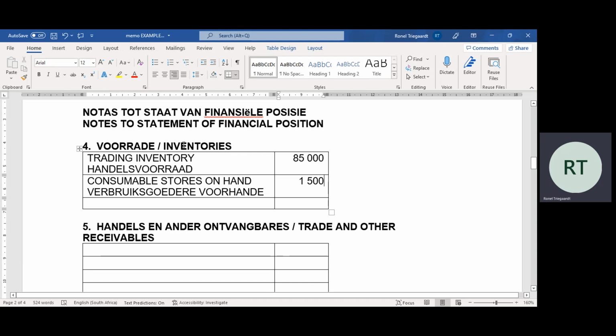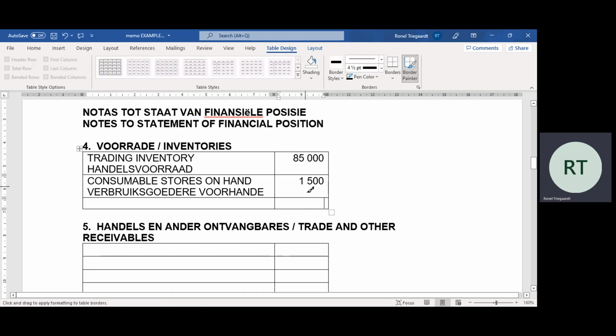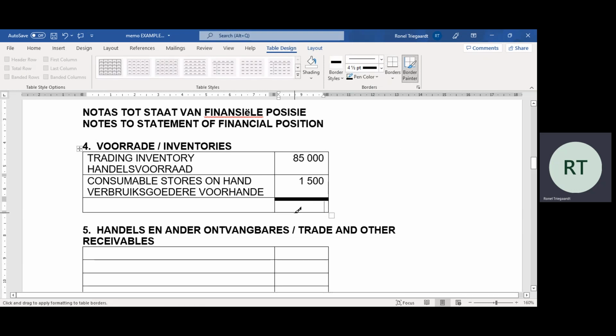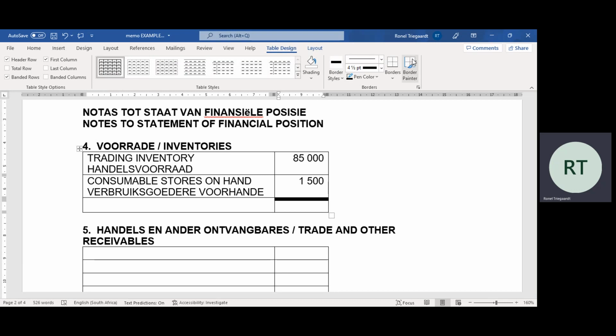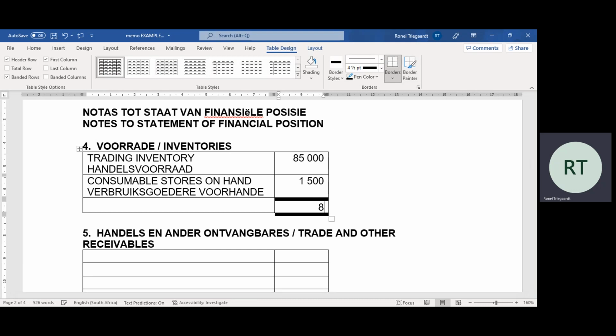I need to know what my total for inventories is. Ek moet weet wat is my totaal van voorrade. So ek gaan nou optel. I need to total this. Dit is hoekom daar meer as een extra blokkie is wat jy moet kan optel. Is julle alright daarmee? Are we fine? So when we add this, 86,500. Are you okay with this? Is there anyone who has a problem with that? Enige iemand? Is julle okay?